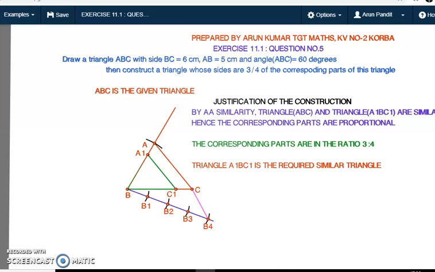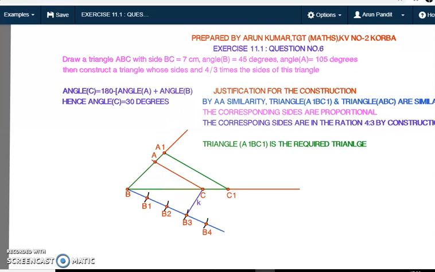Look at question number 6 of exercise 11.1. The question is: draw a triangle ABC with side BC equal to 7 centimeters, angle B is 45 degrees and angle A is 105 degrees. Then construct a triangle whose sides are in the ratio 4 is to 3. The scale factor is 4 is to 3, which is improper, so it gives an idea that the size of the similar triangle would be greater than the size of the given triangle.